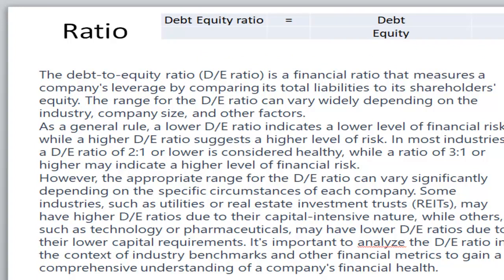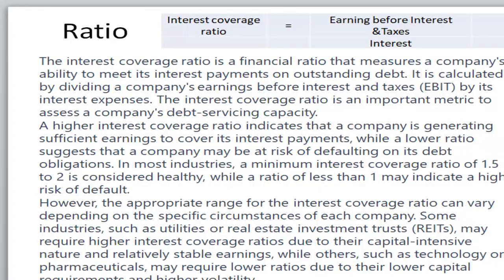Next, the debt equity ratio. A company raises funds in two ways: one is through equity, the second is through debt. If debt is higher than 3:1, it is very risky. Generally, it should be lower than 2:1.